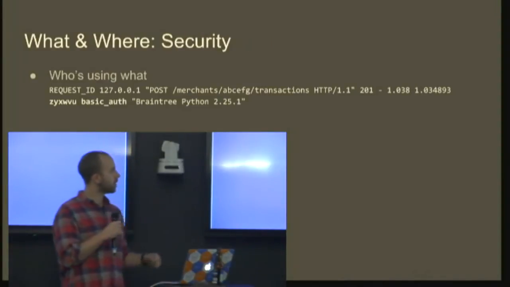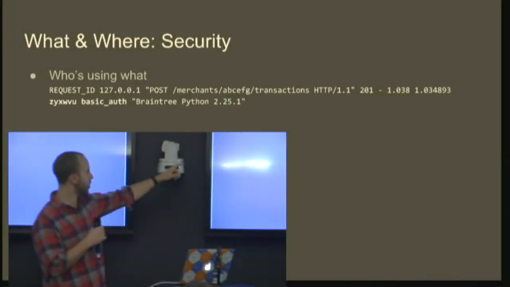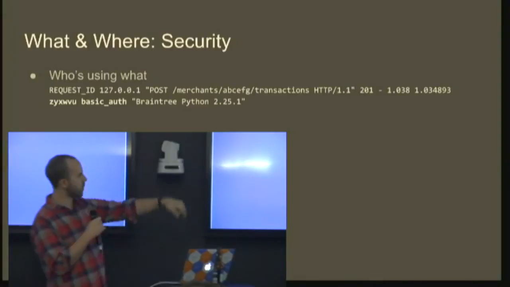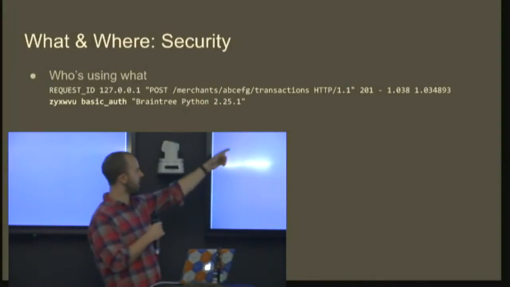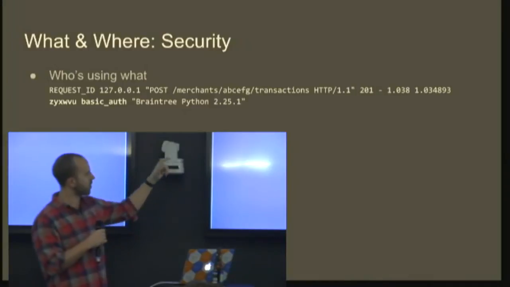And security. So who did what, where now, basically. Who is this user XYZWVU? They clearly made a post to transaction here using our client library. That's the user agent that we logged. And it gives us information about where they're coming from and what they're trying to do.